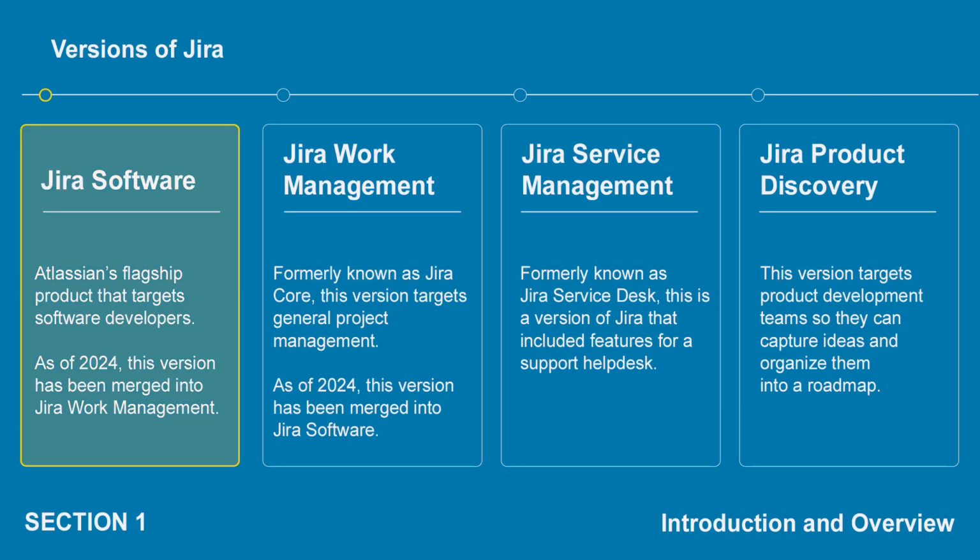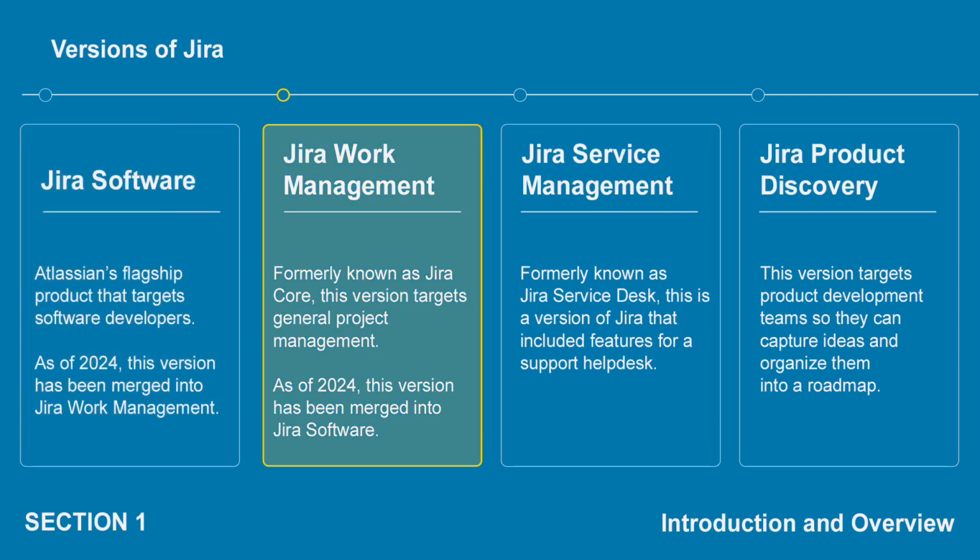Jira Software is the flagship version of Jira. So most of the time when you hear anyone talking about Jira, this is the version that they're talking about. It's called Jira Software because it's designed to be an issue tracking and agile project management tool for software developers.